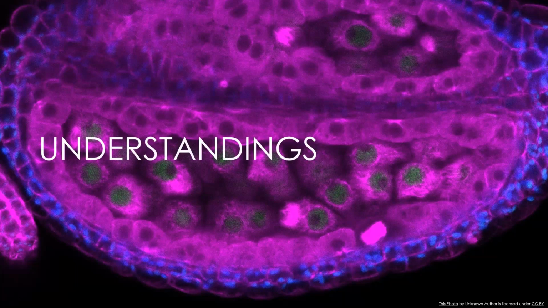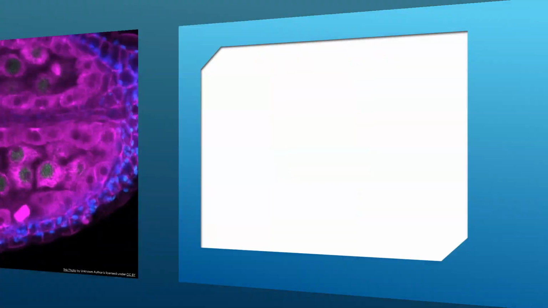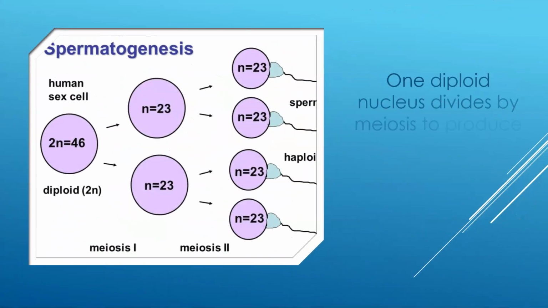So now we'll move on to looking at some of our areas of understanding. First of all, we are looking at one diploid nucleus dividing by meiosis to produce 4 haploid nuclei. Remembering our terms, diploid being the full set of genetic information and haploid being that half set, those haploid cells fuse during fertilization to produce one diploid cell.